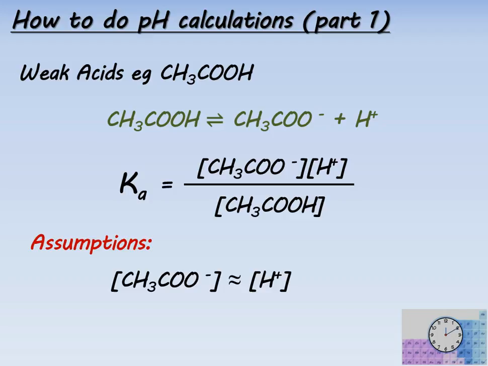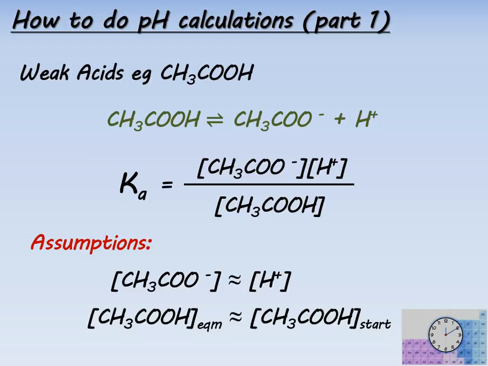But of course this is dissociating in water, and water also dissociates to form H+ and OH-. However, the dissociation of water is producing very small numbers of H+, so we can effectively leave them out of the equation. The other assumption that we're going to make is that the concentration of the undissociated acid at equilibrium is approximately equal to the concentration of the acid at the start. Again, this is perfectly reasonable, because only a very, very few molecules will dissociate.